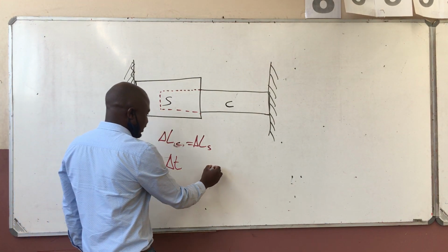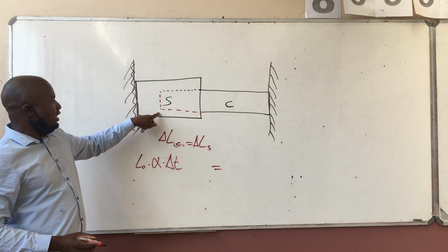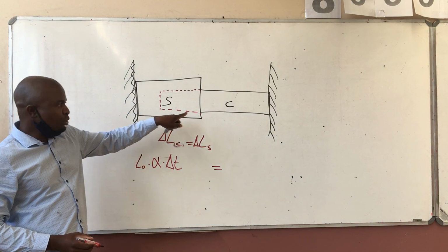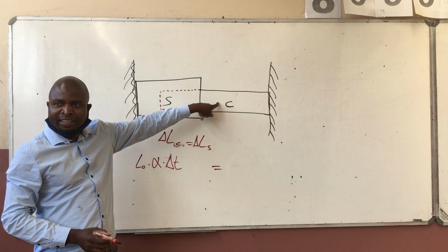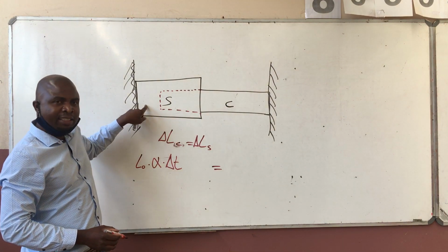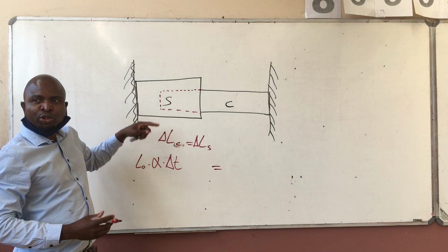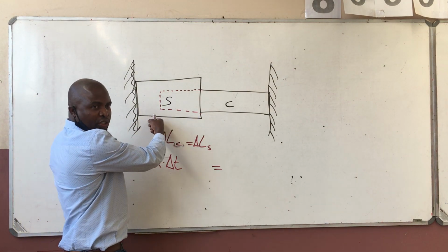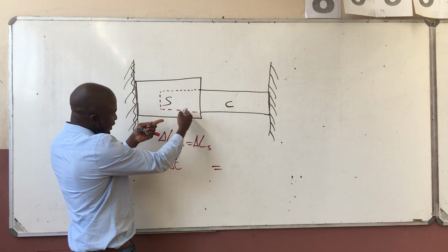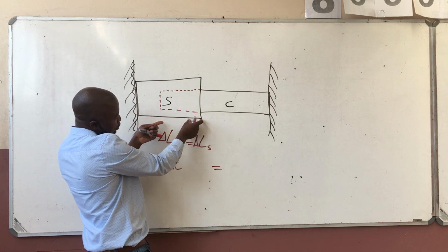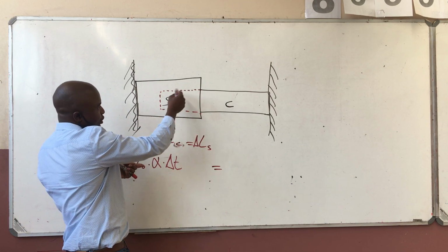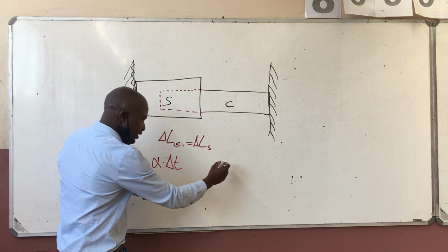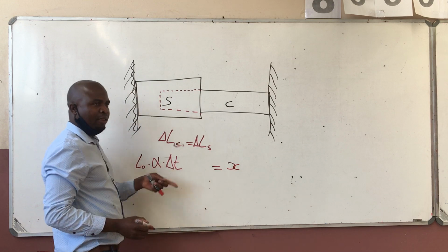On the other hand, has the steel started to expand? This one has started to expand. Yes. So this one, the steel, it will get shorter because this one is pushing it. So the steel will start to get shorter and shorter because it's being pushed by the copper, meaning there is the change in length for the steel.